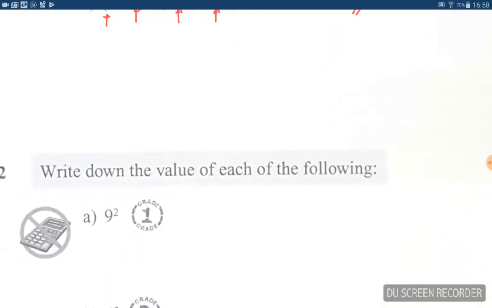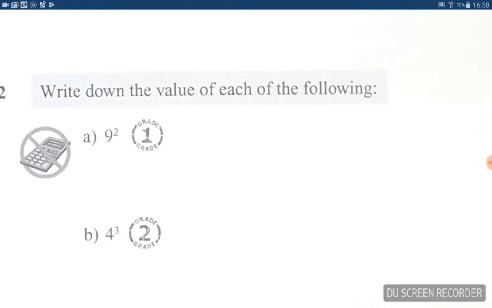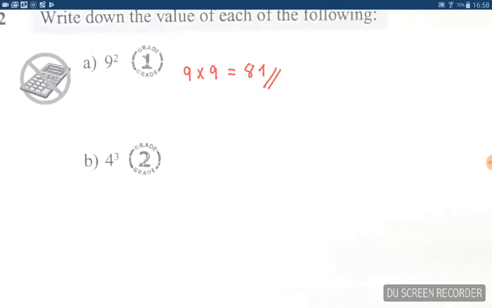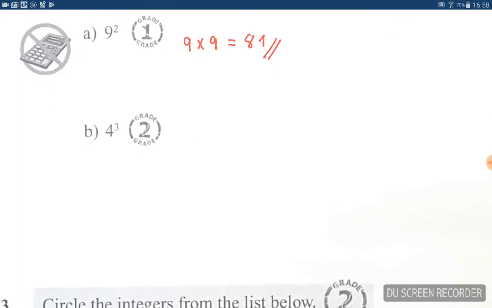A few powers in here. Write down the value of each of the following. 9 squared is the same as having 9 times 9, which is 81. Very simple thing, but you have to know what the power means. Now we have 4 cubed. 4 cubed will be 4 times 4 times 4, 3 times. 4 times 4 is 16. 16 times 4 will be 64.